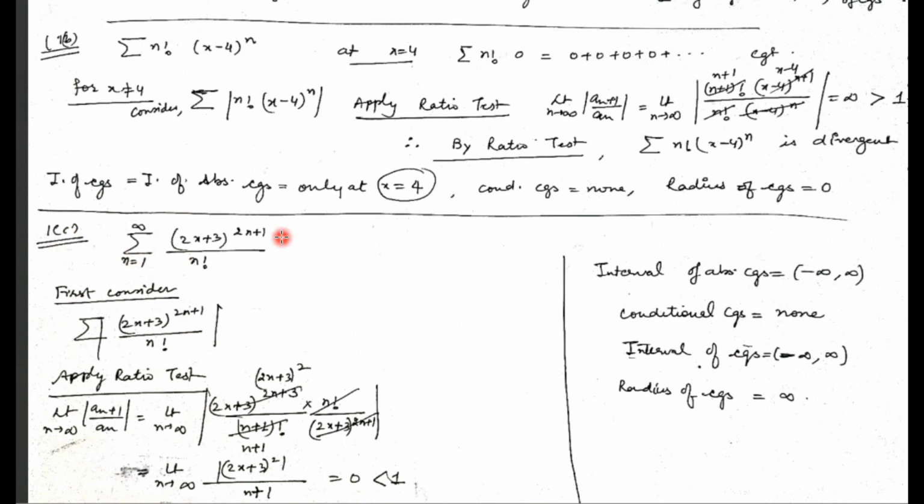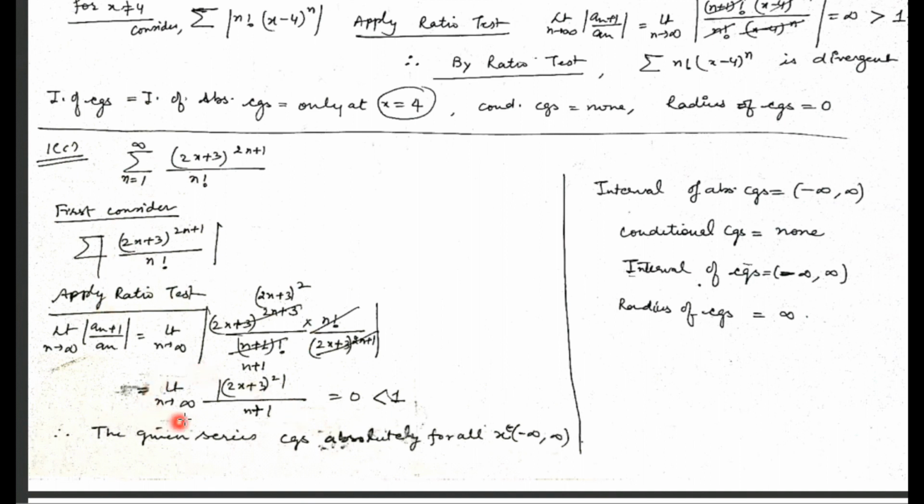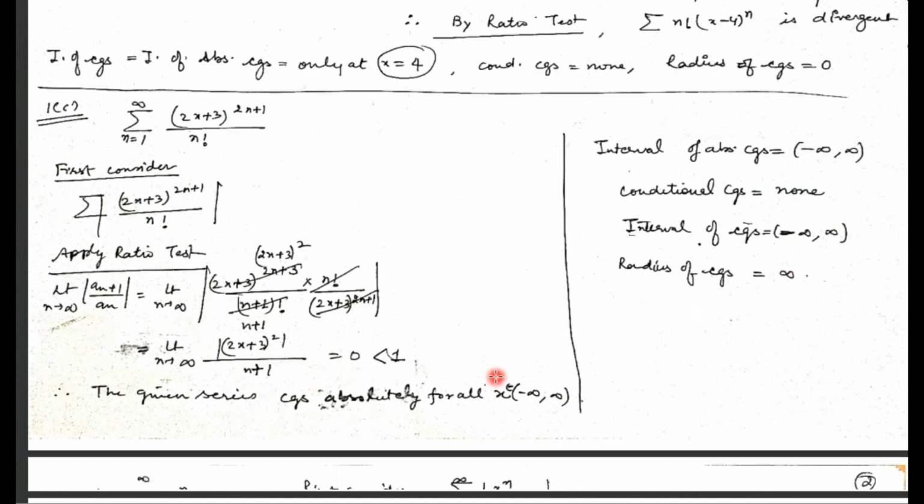The same way, in part c, we have this series. Again, we first consider its mod, then apply the ratio test. Now when n tends to infinity, this limit is always 0, whatever the value of x. It is independent of x. And 0 is strictly less than 1, so the series is convergent for all x in the interval minus infinity to infinity. So the series converges absolutely over the interval minus infinity to infinity. There is no point where the series is convergent without mod, so conditional convergence is none. So the interval of convergence is the same as the interval of absolute convergence, and the radius, which is half of the length of the interval, becomes infinity.